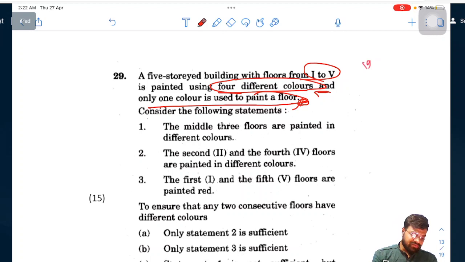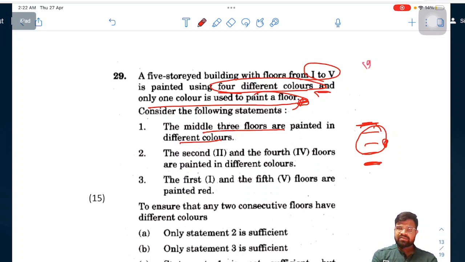Let's see with statement one. The middle three floors are painted with different colors. Five floors are there, and the middle three floors are painted in different colors. So the first floor and fifth floor can be painted with the same color because four colors are there. This is just the information coming out of statement one.